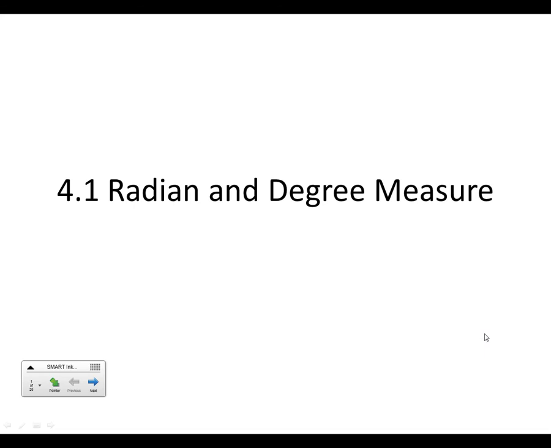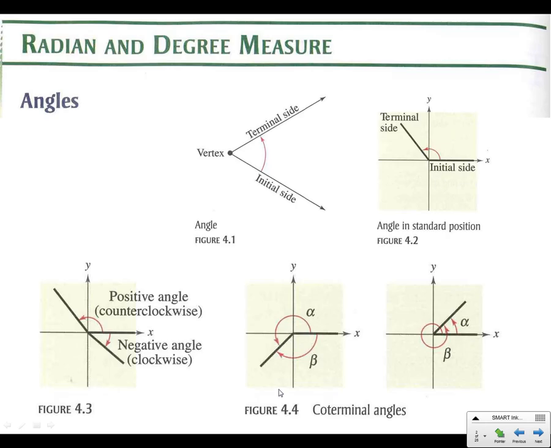Alright, so we're going to start chapter 4 with 4.1, radian and degree measure. And in this chapter we're talking about angles, and most particularly how long it takes an angle to go all the way around, starting from the positive x-axis and swinging all the way around back to where we started. And so that's what we're going to be talking about in this section.